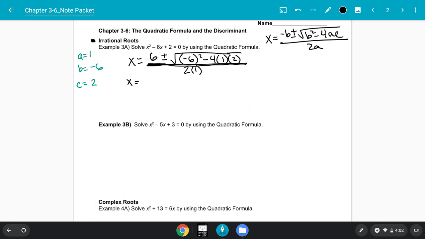All right, these are small enough numbers. I think we can probably do it in our head. Negative 6 squared is 36. 36 minus 4 times 1 is 4 times 2 is 8. 36 minus 8 is 28 divided by 2.